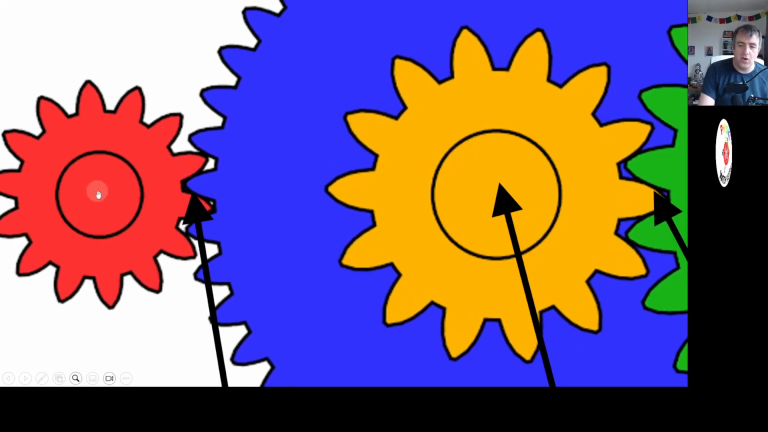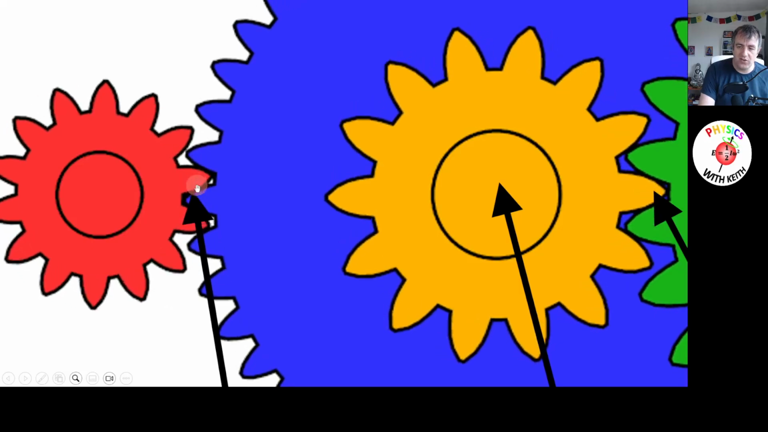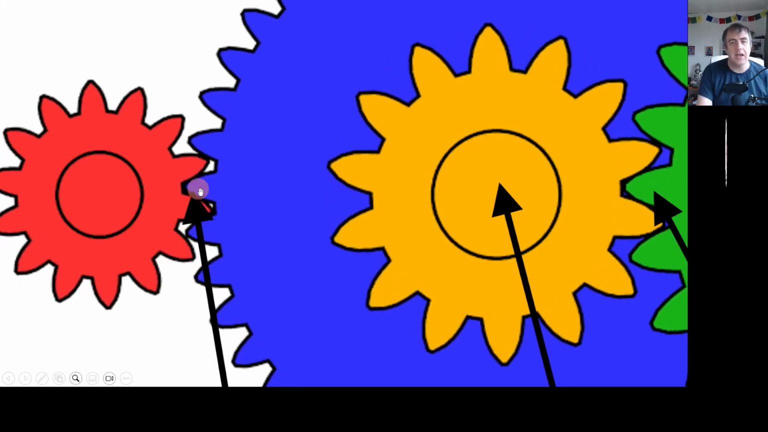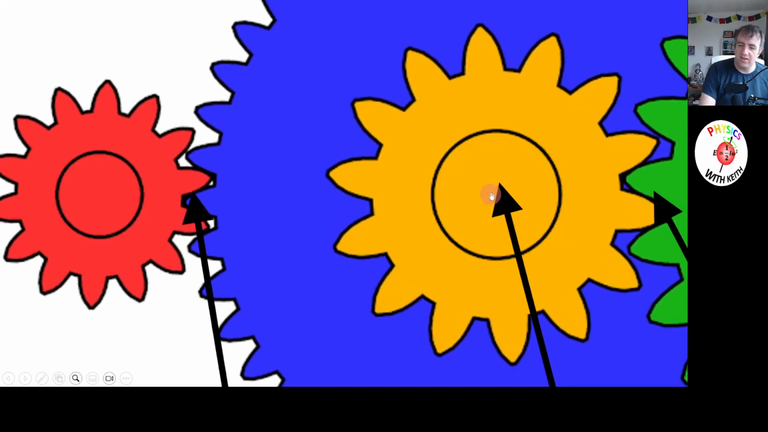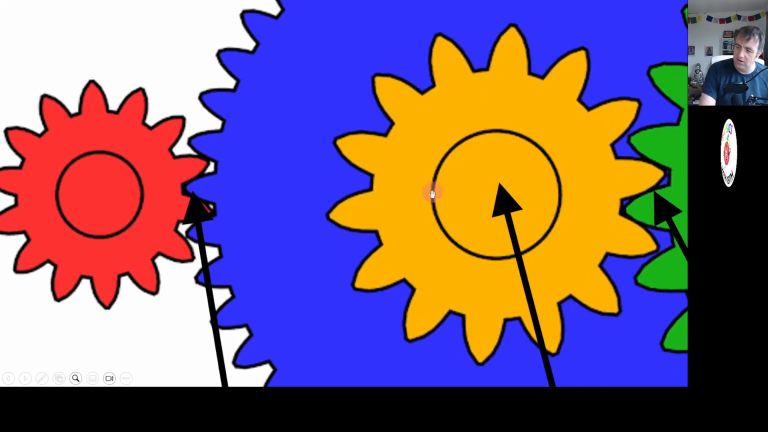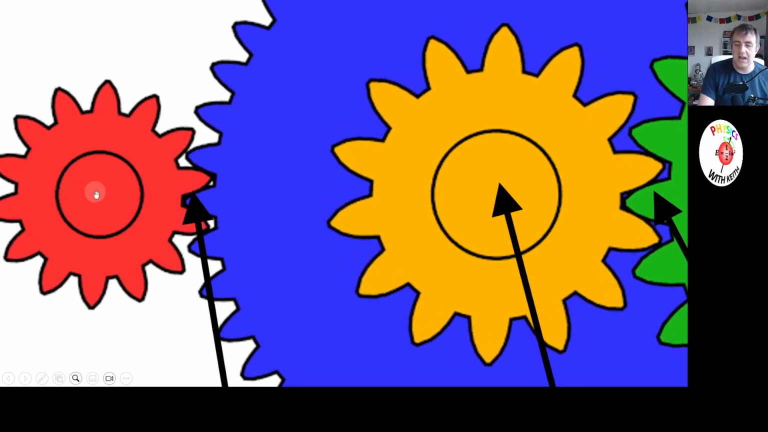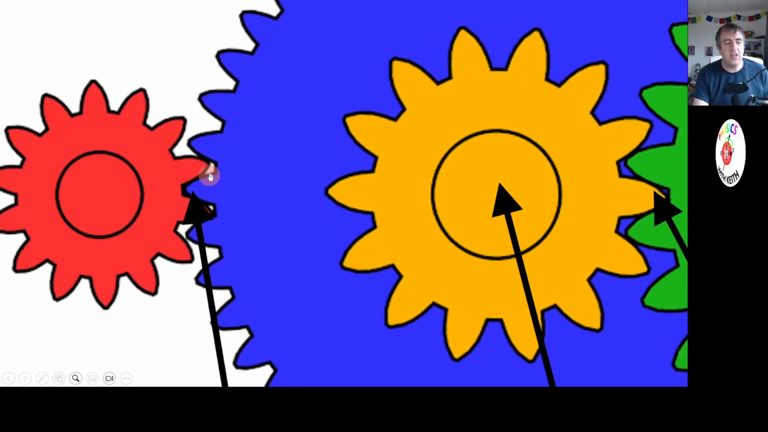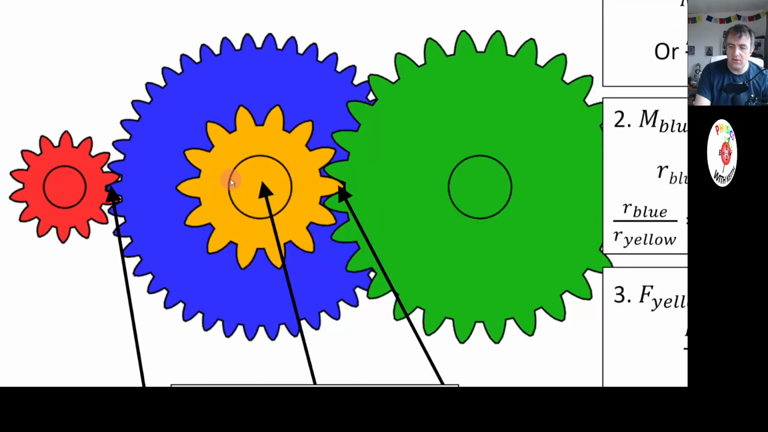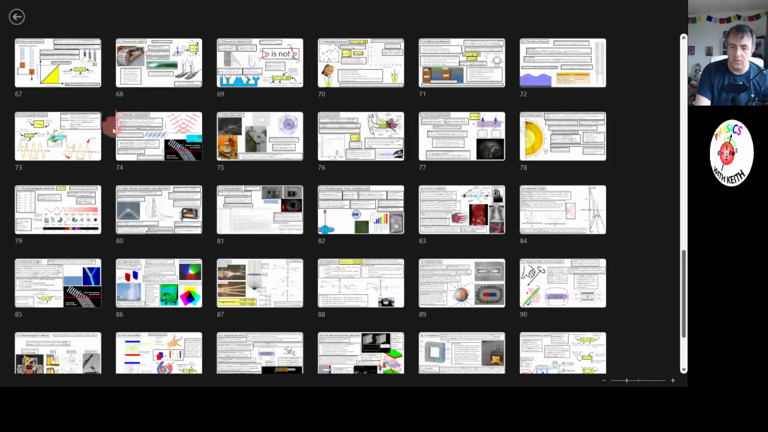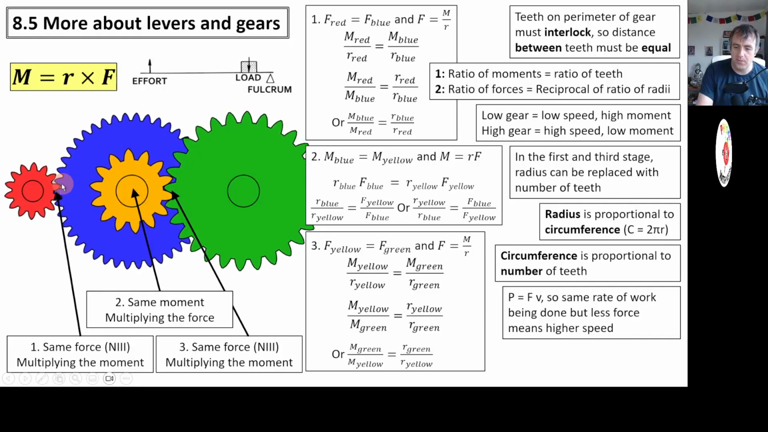Well, the distance from the point of rotation for the red gear, that's the axle here, to where the force is acting, let's just call that r, the radius of the gear. And for the blue gear, it's rotating around this point, this is the axle, all the way to here. So you can see that the radius of the blue gear is bigger than the radius of the red gear. But the forces each is exerting on the other is the same. So let's zoom out. I've zoomed out way too far. Where's that gear one gone? There it is. That's all the stuff we've got to look forward to.